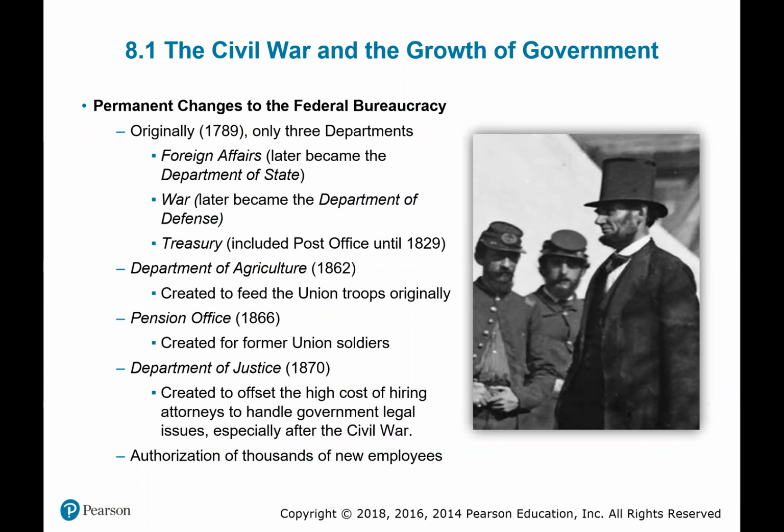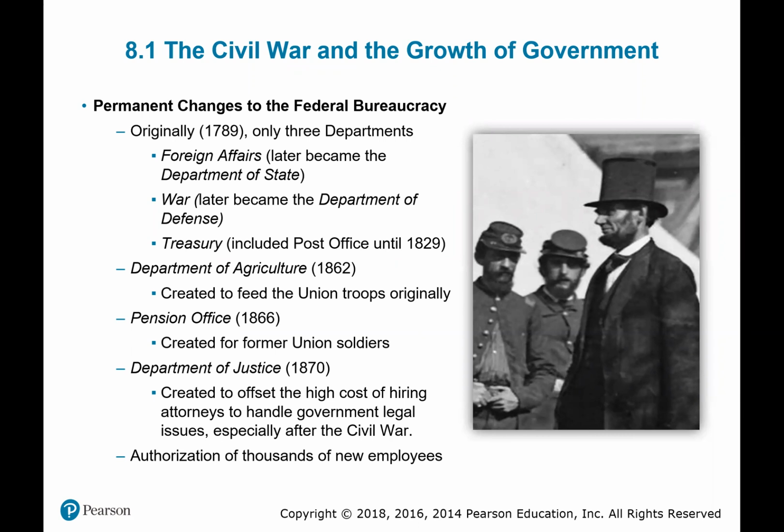In 1789, President Washington, the first president under the new Constitution, there were only 3 departments, and those were Foreign Affairs, which later became the Department of State, the Department of War, which became the Department of Defense, and Treasury, which included the post office at that time, as the post office is actually in the Constitution.